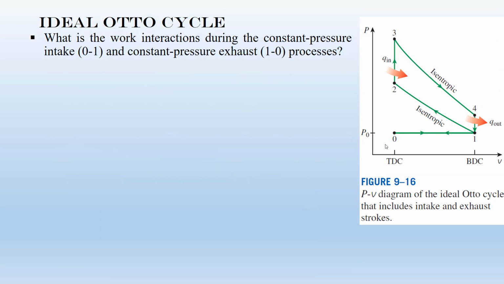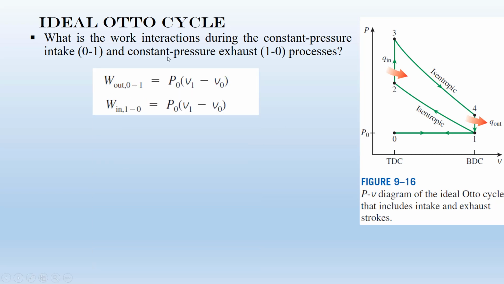Now let's check the W net for these extra steps, for the process from state 0 to 1, and then from state 1 to 0. For state 0 to 1, because the pressure is constant and this is the W boundary, you can write the W out from 0 to 1 equals P naught, which is the atmospheric pressure, times v1 minus v0. For the final step, from 1 to 0, this is the W in, and this is again equal to P naught times v1 minus v0.